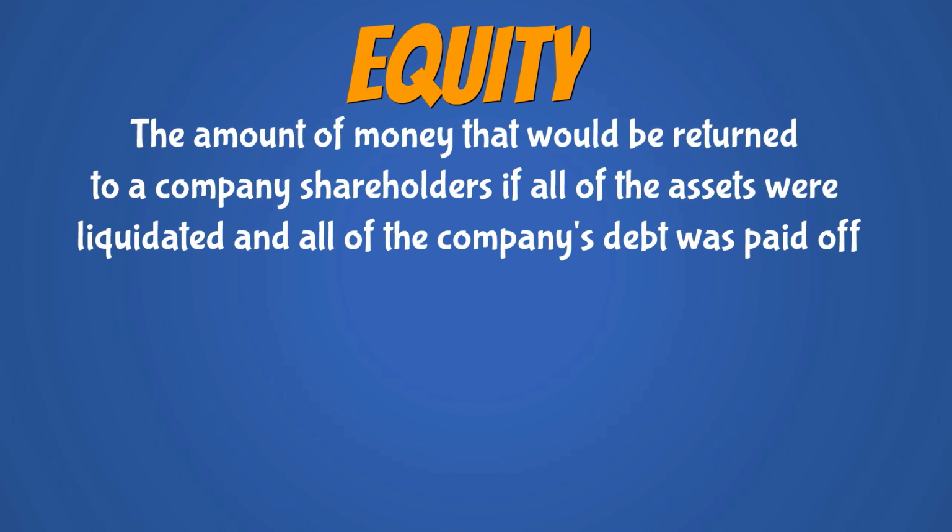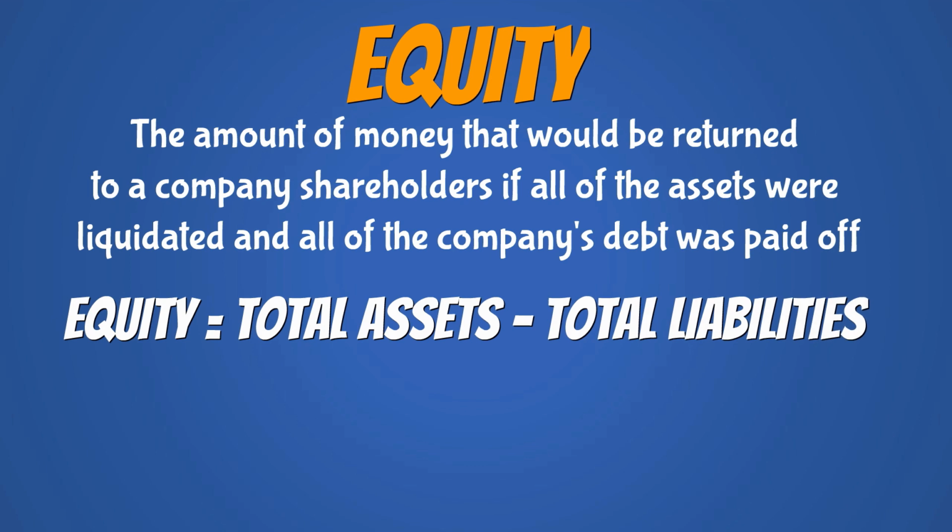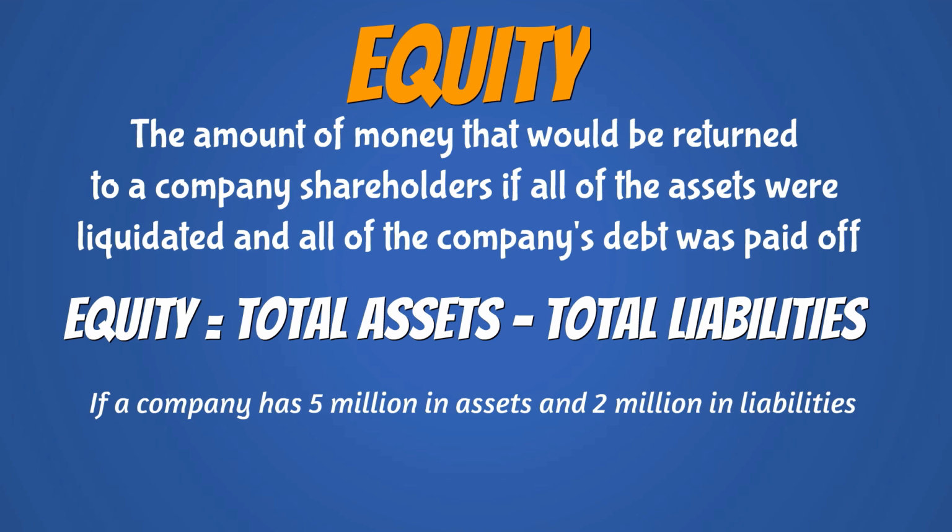We find equity by using this formula: total assets minus total liabilities. So if a company has 5 million in assets and 2 million in liabilities, then the equity is equal to 3 million.